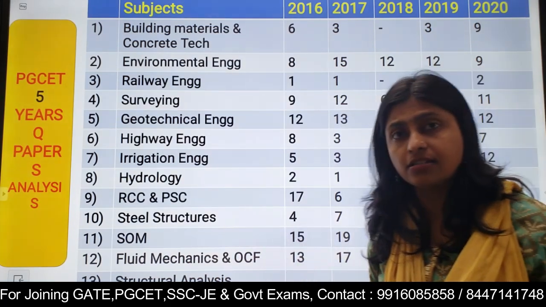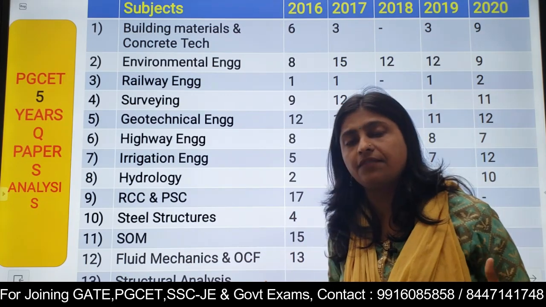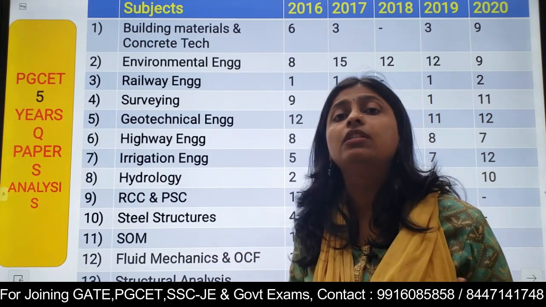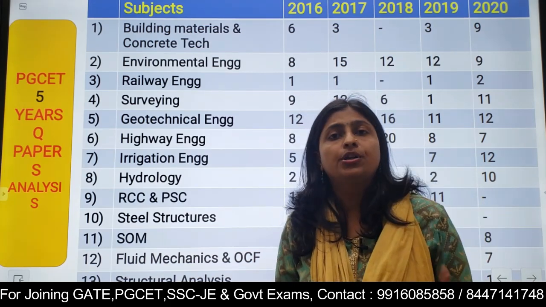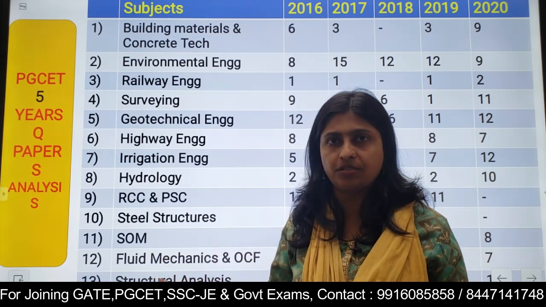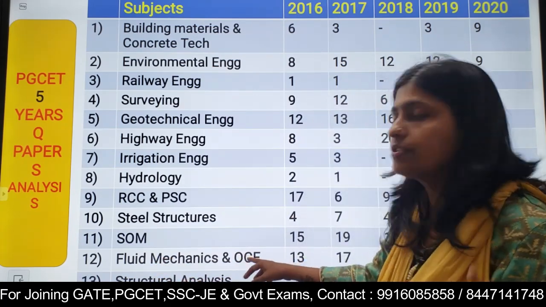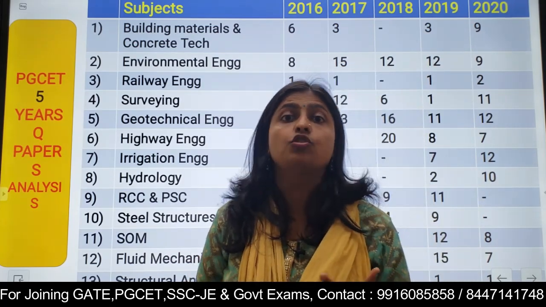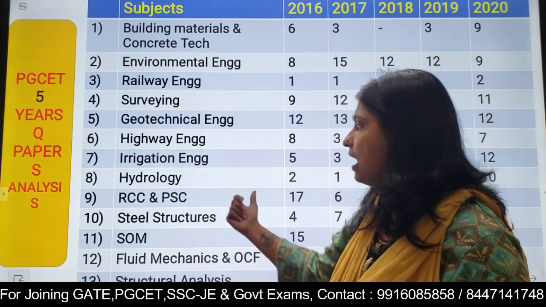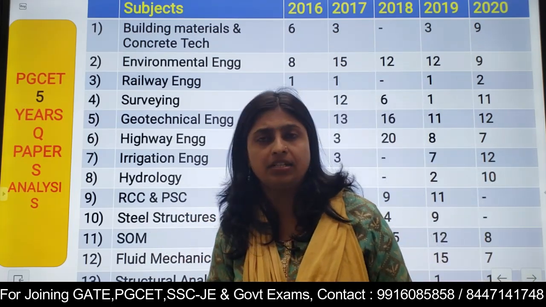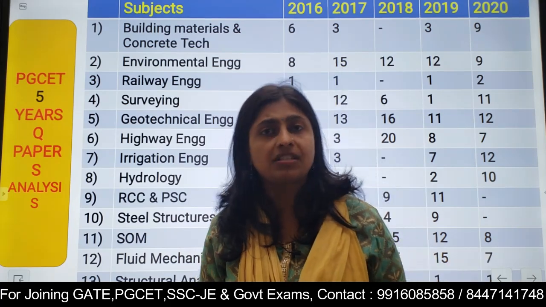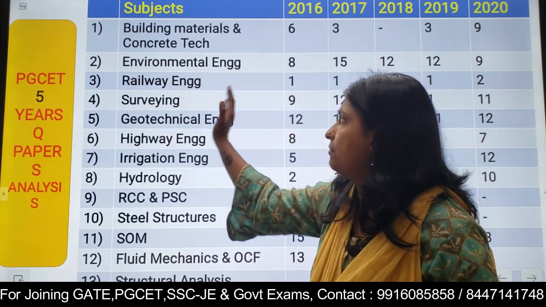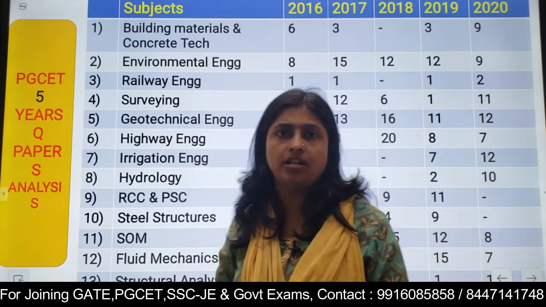This is a very vast subject wherein you need to spend a lot of time on fluid mechanics. If you are studying this subject for the first time with respect to any competitive exam, you need a minimum of 12 to 15 days to finish it, and it is difficult as well. So you can think like that. If you want to do numerical subjects first, then you can choose RCC, steel structures, SOM, something like that. If you want to choose easy subjects as well as high weighted subjects, then you can choose building materials, environmental, surveying, highway engineering, irrigation, hydrology.